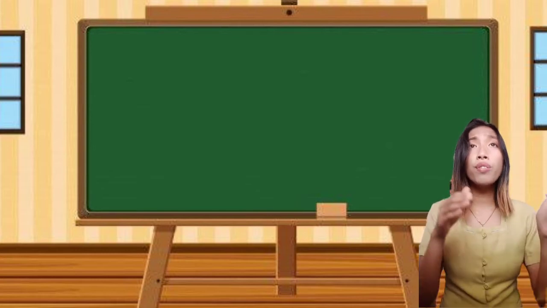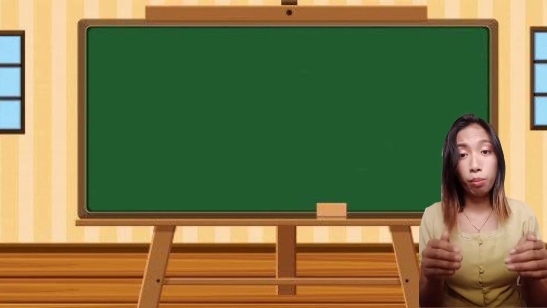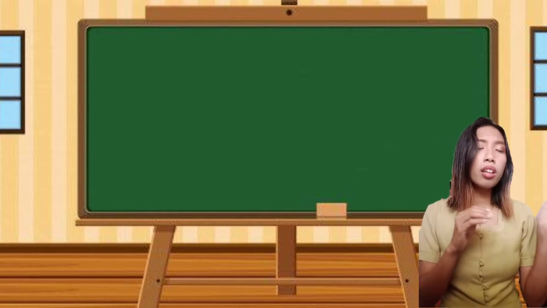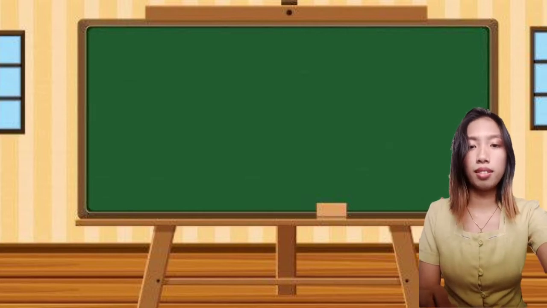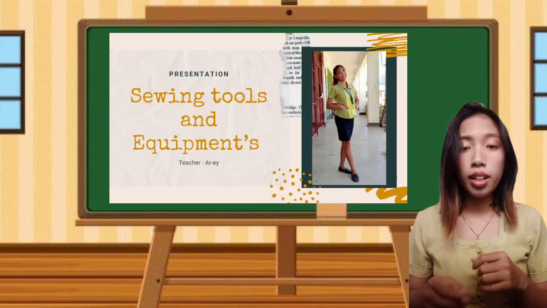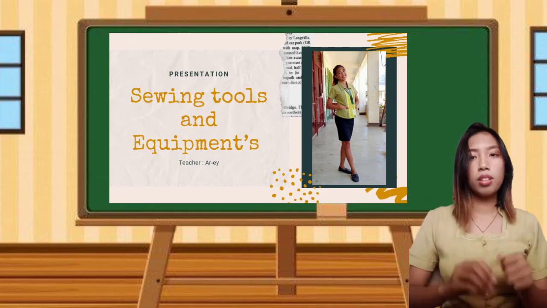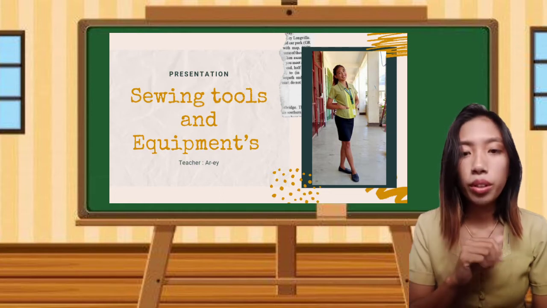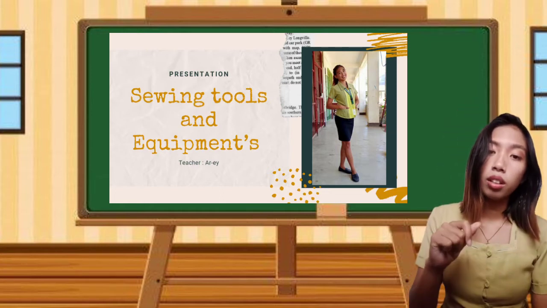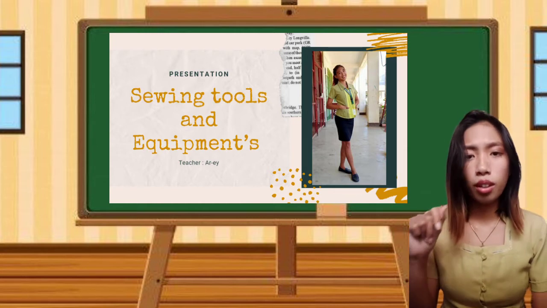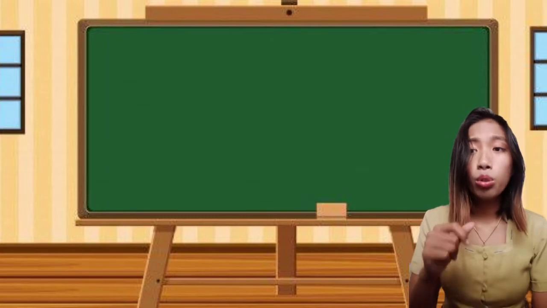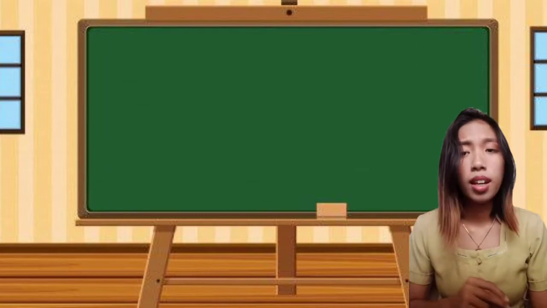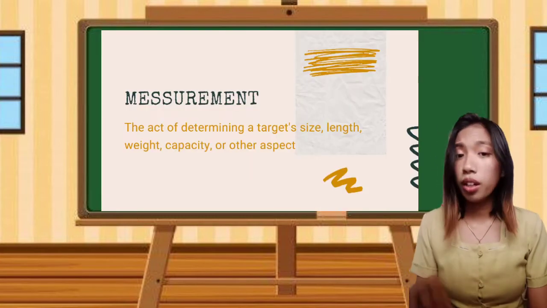Thank you for your active participation. What have you noticed about our jumbled letters? Based on the game you've done, what is our new topic, class? Our topic for today is all about sewing tools and equipment. Are you familiar with the sewing tools and equipment? The first process that usually takes place in making any kind of clothing is measurement.